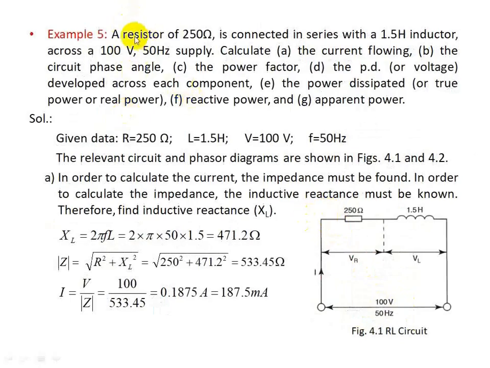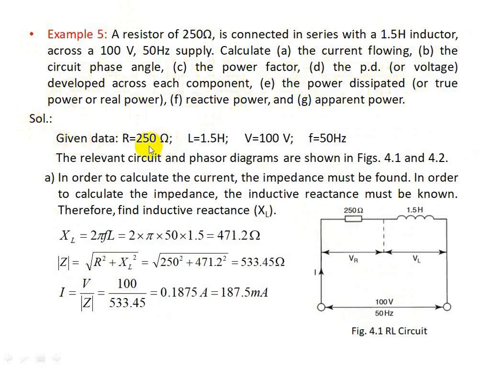So coming to the problem, a resistor of 250 ohms is connected in series with a 1.5 Henry inductor across a 100 volt supply. Its frequency is 50 Hz. Calculate A, the current flowing in the circuit. B, the circuit phase angle. C, the power factor. D, the potential difference or voltage developed across each element. E, the power dissipated or true power or real power. Then F, reactive power, and G, apparent power.